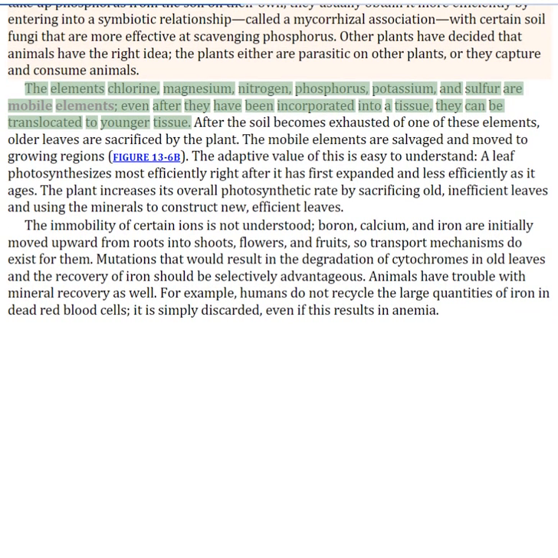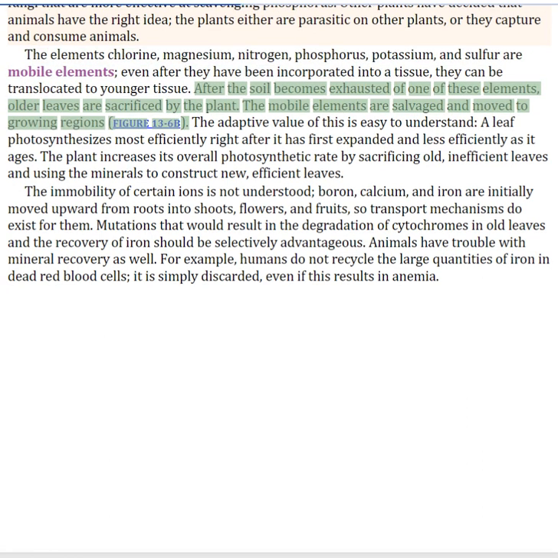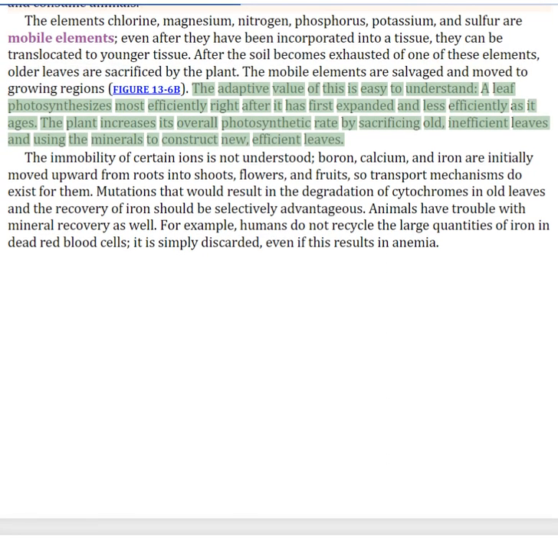The elements chlorine, magnesium, nitrogen, phosphorus, potassium, and sulfur are mobile elements. Even after they have been incorporated into a tissue, they can be translocated to younger tissue. After the soil becomes exhausted of one of these elements, older leaves are sacrificed by the plant. The mobile elements are salvaged and moved to growing regions. The adaptive value of this is easy to understand. A leaf photosynthesizes most efficiently right after it has first expanded and less efficiently as it ages.